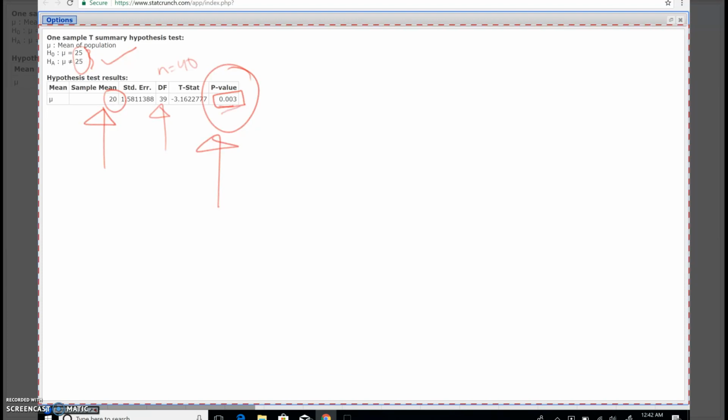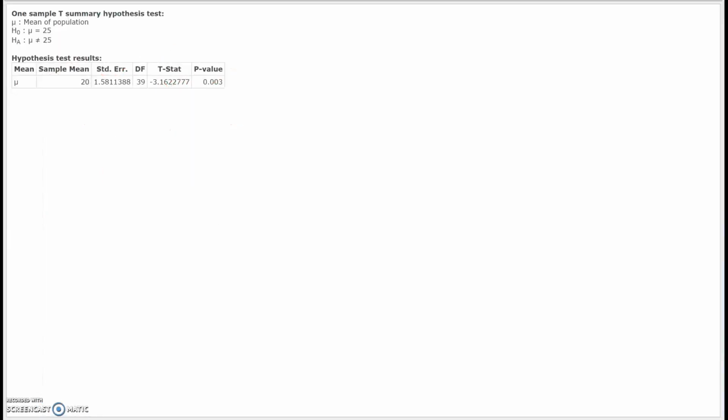If the p is low, we can reject the null, and then we can say that the alternative is the one that wins, okay? So that's just a little bit of steps on how to go ahead and work with StatCrunch, right? You just need to be able to get the numbers. Okay, so let me go ahead and get rid of this, right?